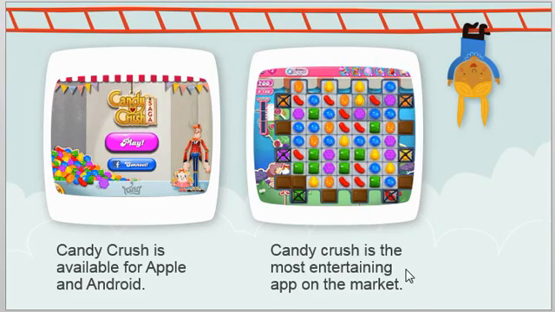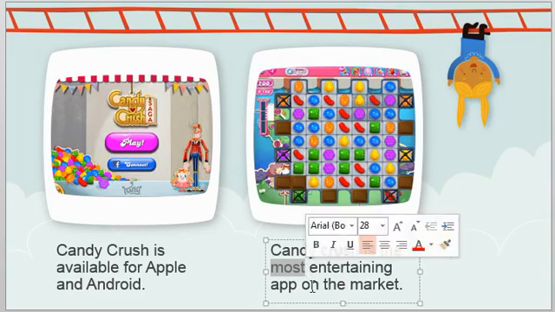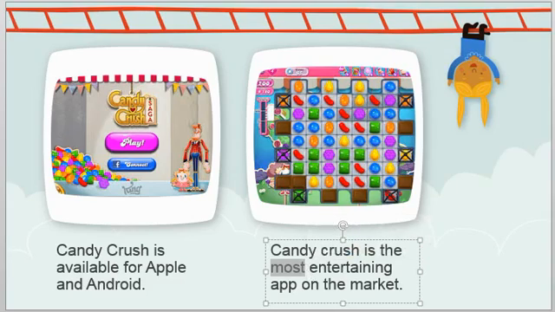Did you guess that Candy Crush is the most entertaining app on the market is an opinion? If you did, then you guessed right. The word most gives us the clue that this is an opinion. Most is a qualifying word. It's pretty hard to prove that Candy Crush is the most entertaining. Candy Crush is available for Apple and Android is a fact. That is something we can prove by downloading the app in an Apple device and downloading the app on an Android device.